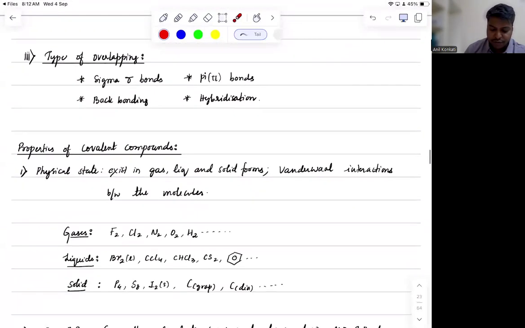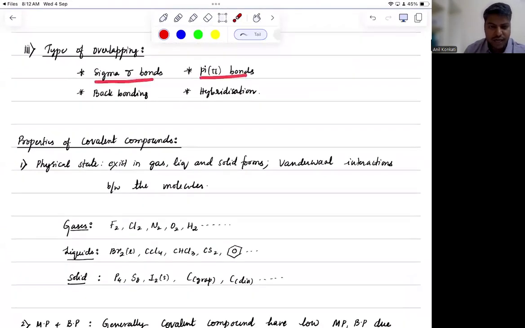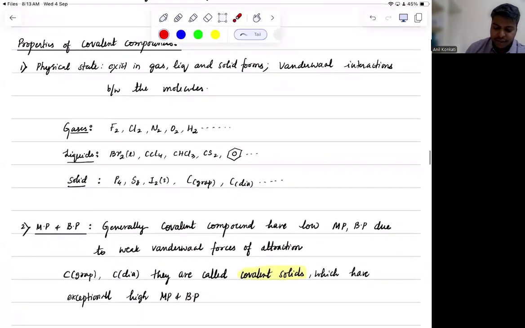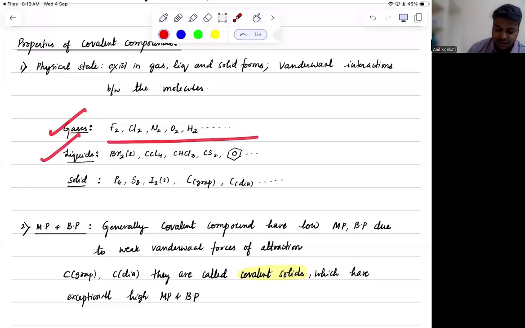There are two types of overlapping, sigma and pi overlapping. Along with that, we will go through the concept of back bonding, which is also an overlapping, and hybridized orbitals overlapping. Okay. See, physical state wise, they exist in gaseous, liquid, and solid forms. Van der Waals interactions are generally observed in these cases, right?